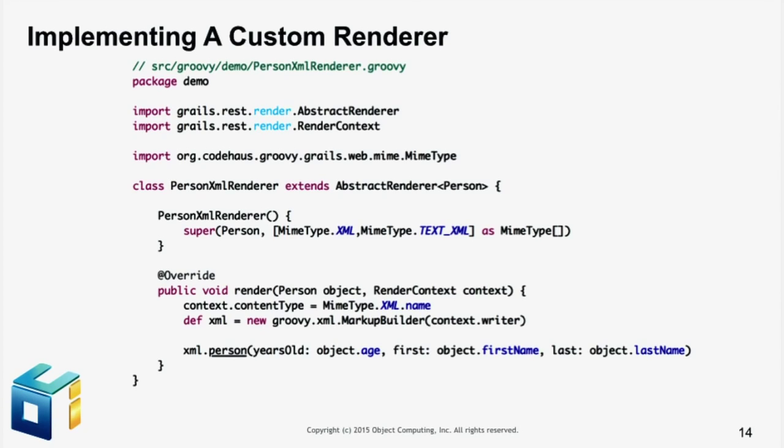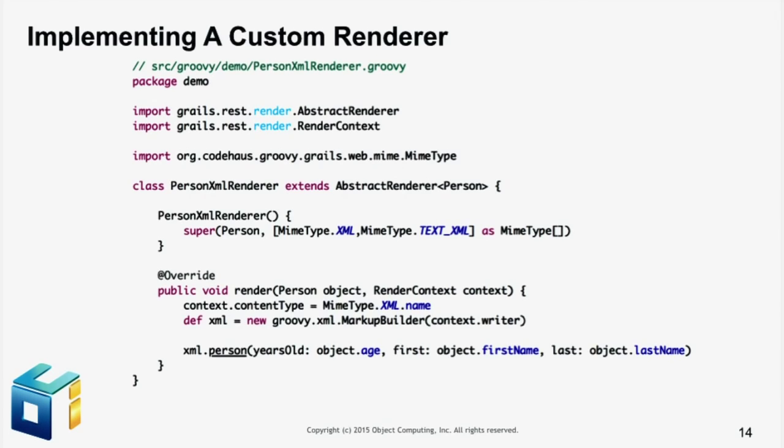This class extends AbstractRenderer, which is a genericized type. So notice it says PersonXMLRenderer extends AbstractRenderer of Person, and so that Person generic there will end up being the first argument to this render method. So in the constructor, you need to call the superclass constructor and specify two things. The first is the type that this renderer is for. This is for person objects. And the second argument is an array of MIME type objects that represents which MIME types this renderer corresponds to. So the fact that the renderer is called XMLRenderer is just for the humans.